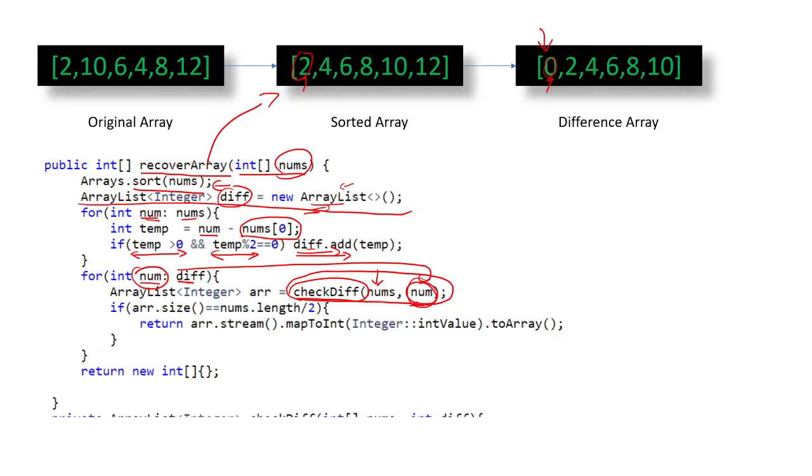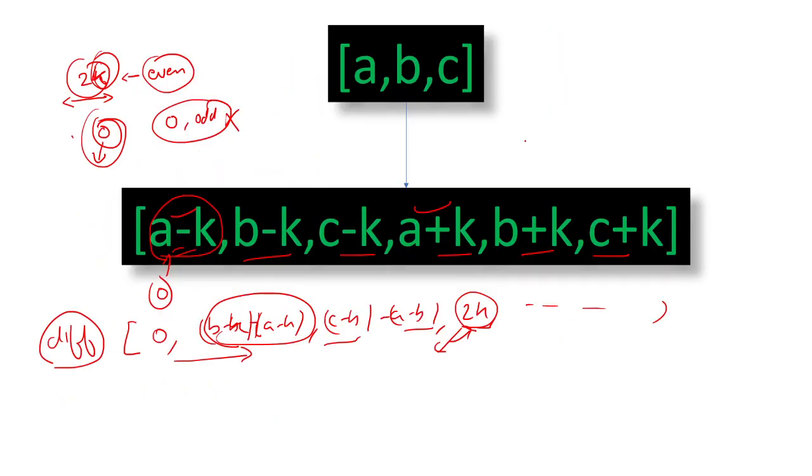Once we pass the difference and the original array, we see whether we are able to get the original array back or not. Whatever array list we get, we see whether its length is equal to nums' length divided by 2. Why is it divided by 2? Because whatever the length is, we will do minus k from each and plus k for each. So that is why n here plus n here. This final array will be twice the length.